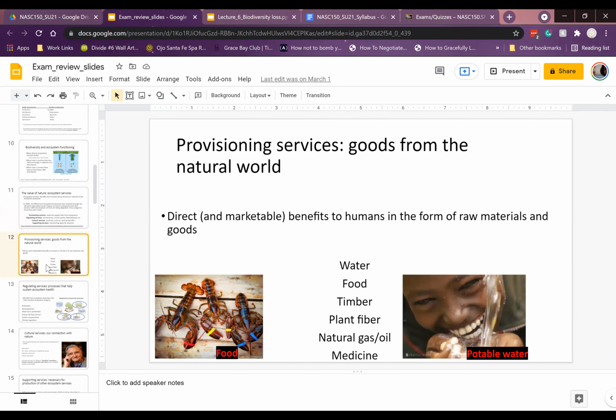The first is our provisioning services, things we take: food, water, timber, plant fibers, natural gas and oil, things we can take and sell. Medicine is also one of those things. So for those of you that have ever had a headache and you took aspirin or acetaminophen, Tylenol, or ibuprofen, Advil, you took those medicines that were derived from nature. So it's a kind of misunderstood aspect of a provisioning service. We can derive things from nature and then move them into a lab to make them. And it's still considered a provisioning service.